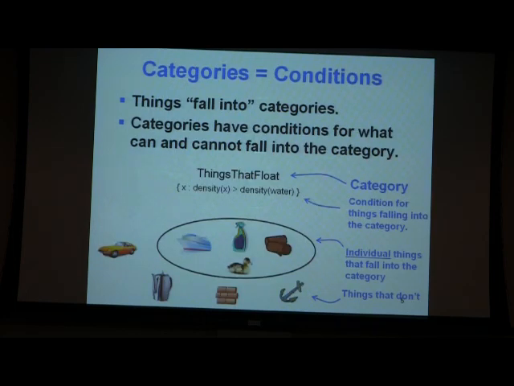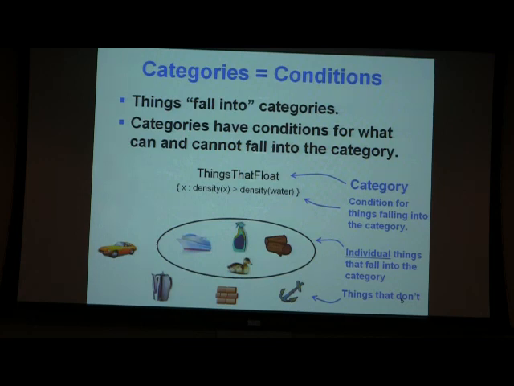So categories basically specify the conditions that things need to meet to fall in them. Now, the important thing to remember is that categories aren't the same as the things that fall in them. They're just a set of conditions. So for example, say we have a category for things that float, and you have a condition, well, its density has to be greater than water, or less than water. Actually, that's reversed. It's been a long time since I did this.